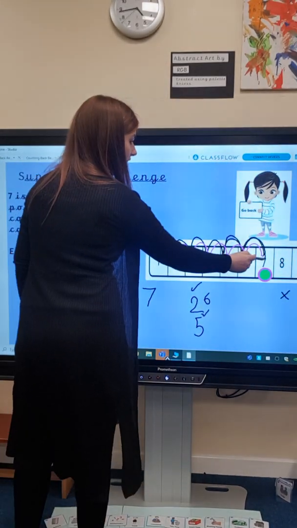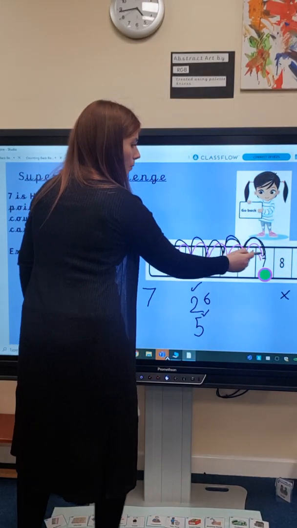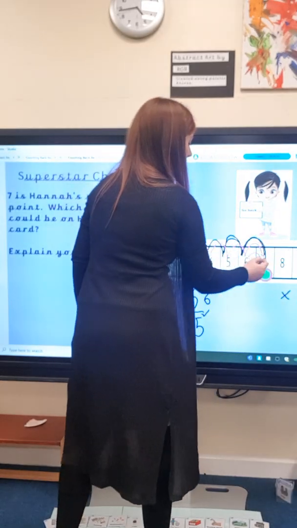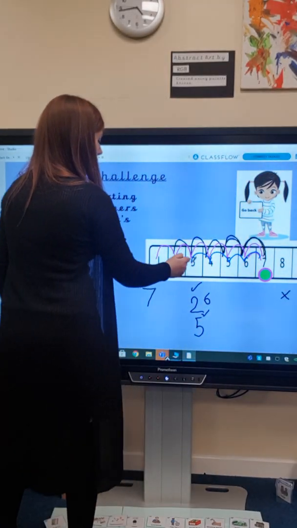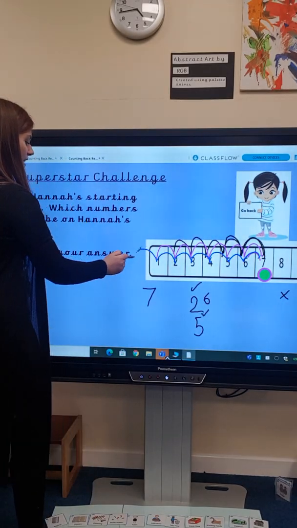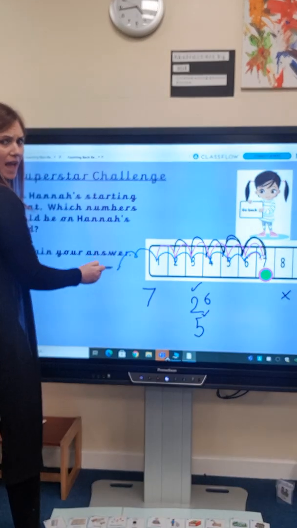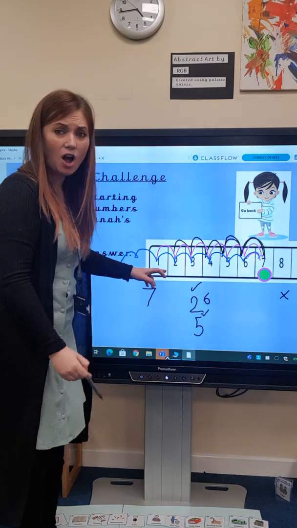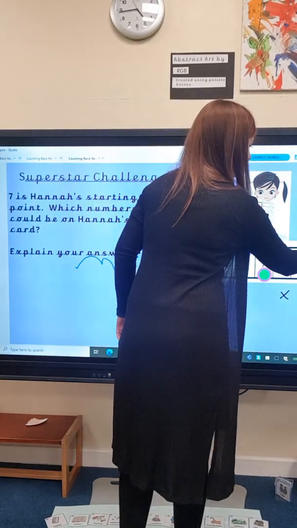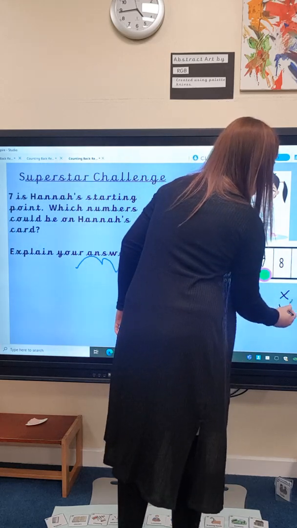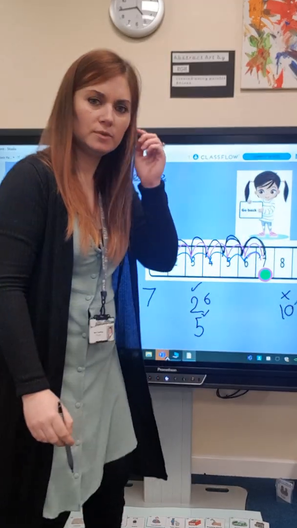So I'm going to start at 7. I'm going to use a blue pen. 1, 2, 3, 4, 5, 6, 7. Oh no, 8, 9, 10. 10 can't be on Hannah's card because I've gone too far. So I'm going to put 10 in the cross pile.